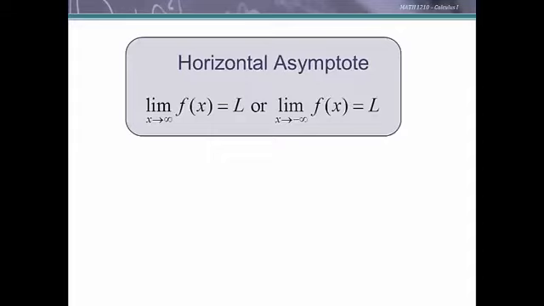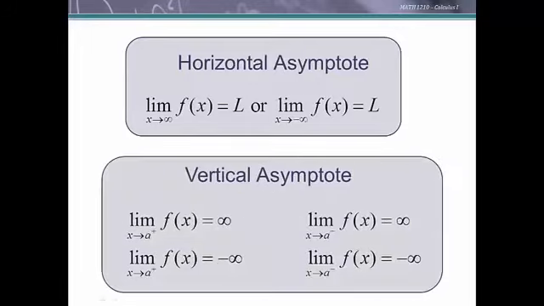or the limit as x approaches negative infinity of f of x equals L. Could be one or the other or both. Often it's both, but it doesn't need to be. We could have two different horizontal asymptotes, one value that it headed towards as we went to negative infinity and a different value as we headed towards positive infinity, or they could match.